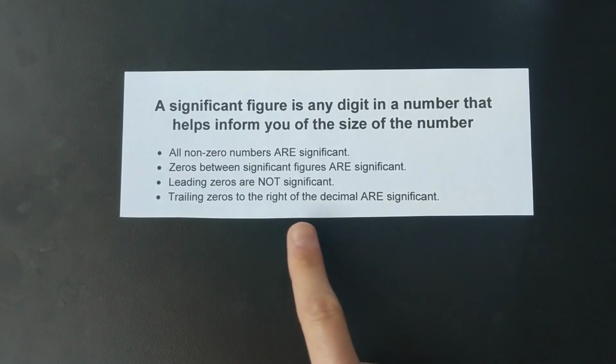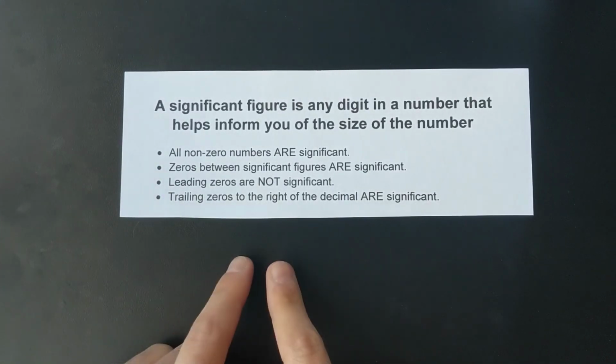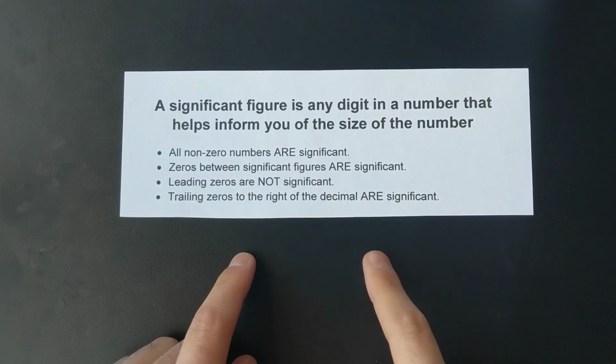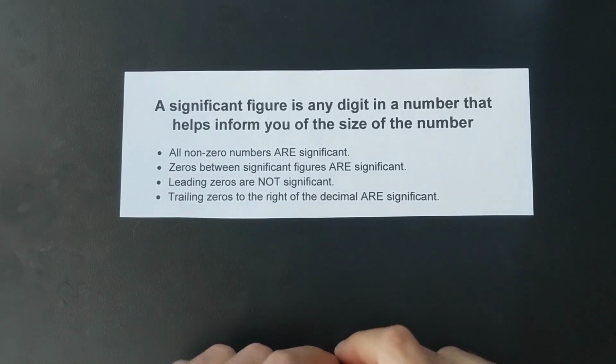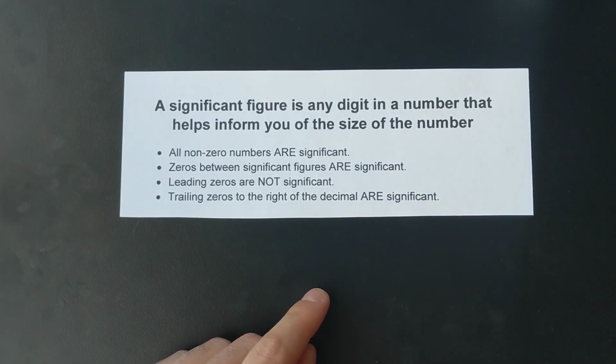Leading zeros are not significant. Leading zeros are zeros to the left of a number. And trailing zeros to the right of a decimal are significant. So after the decimal point, any zeros that happen at the end of a number on the right are significant.